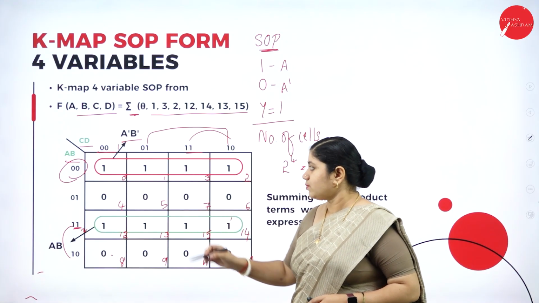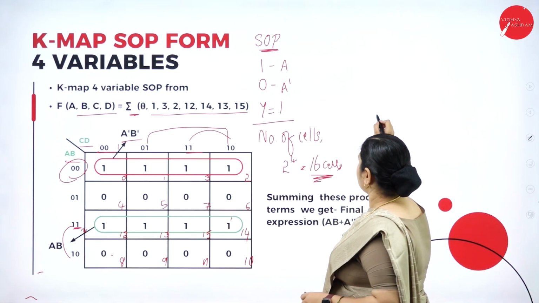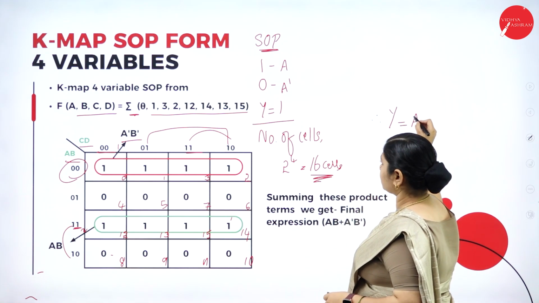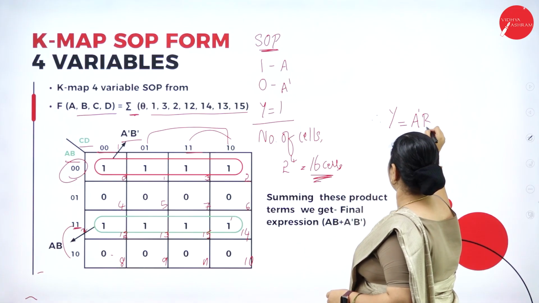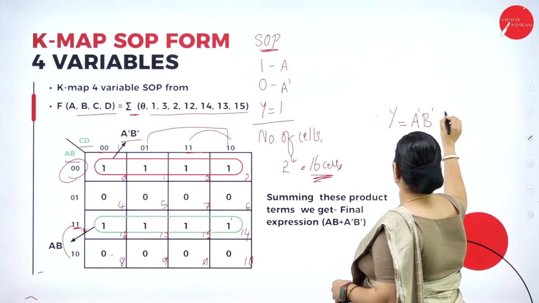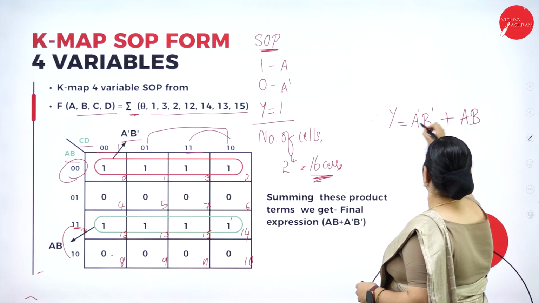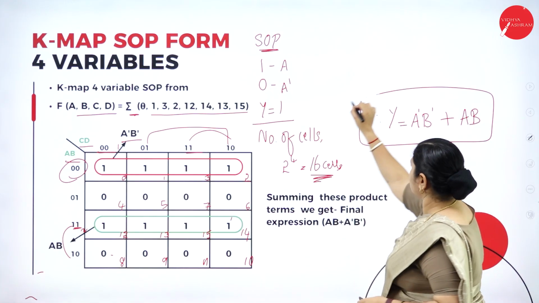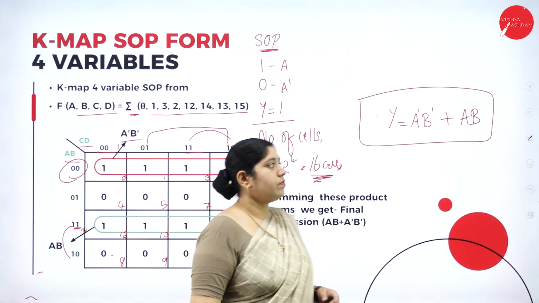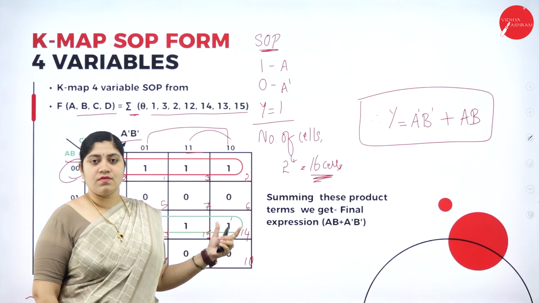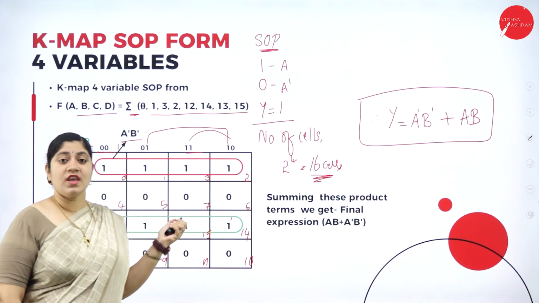Now, the final expression will be A dash, B dash plus AB. So, this is the final expression of the provided question. So, this is all about simplifying a 4 variable K-map by using SOP.